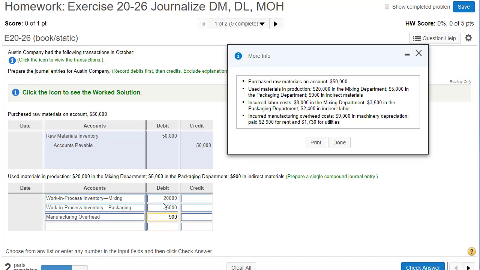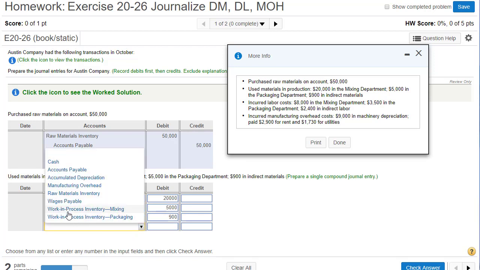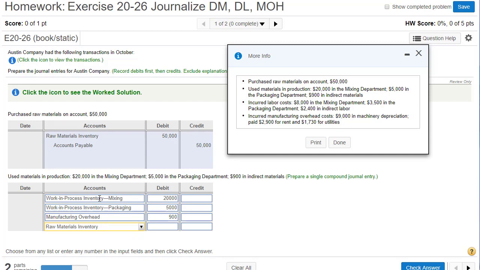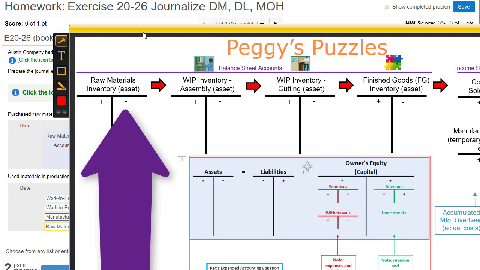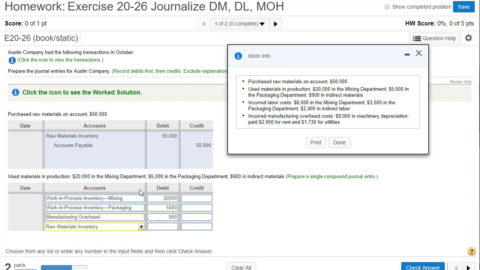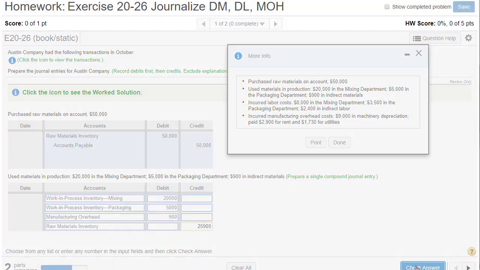And where did these costs come from? They came from the raw materials. So the raw materials account is going to be decreasing, and of course that decreases with a credit. And that looks like a total of $25,900. Of course, I just added those up to get the credit.